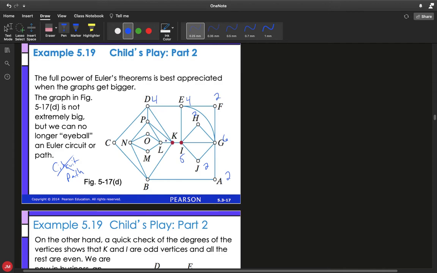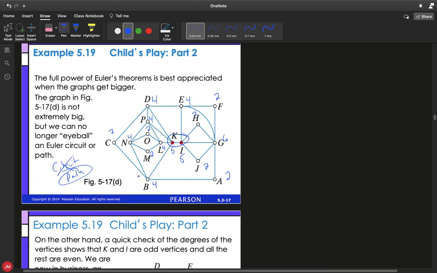We've got 5 for K. For L, 4. For P, 4. For O, 2. M, 2. N has 4. C has 4. Or no, C has 2. And then B has 4. So in fact, there are just 2 odd vertices. That means that there is in fact an Euler path for this graph. We'd have to start at either I or at K, but we would be able to make it work.